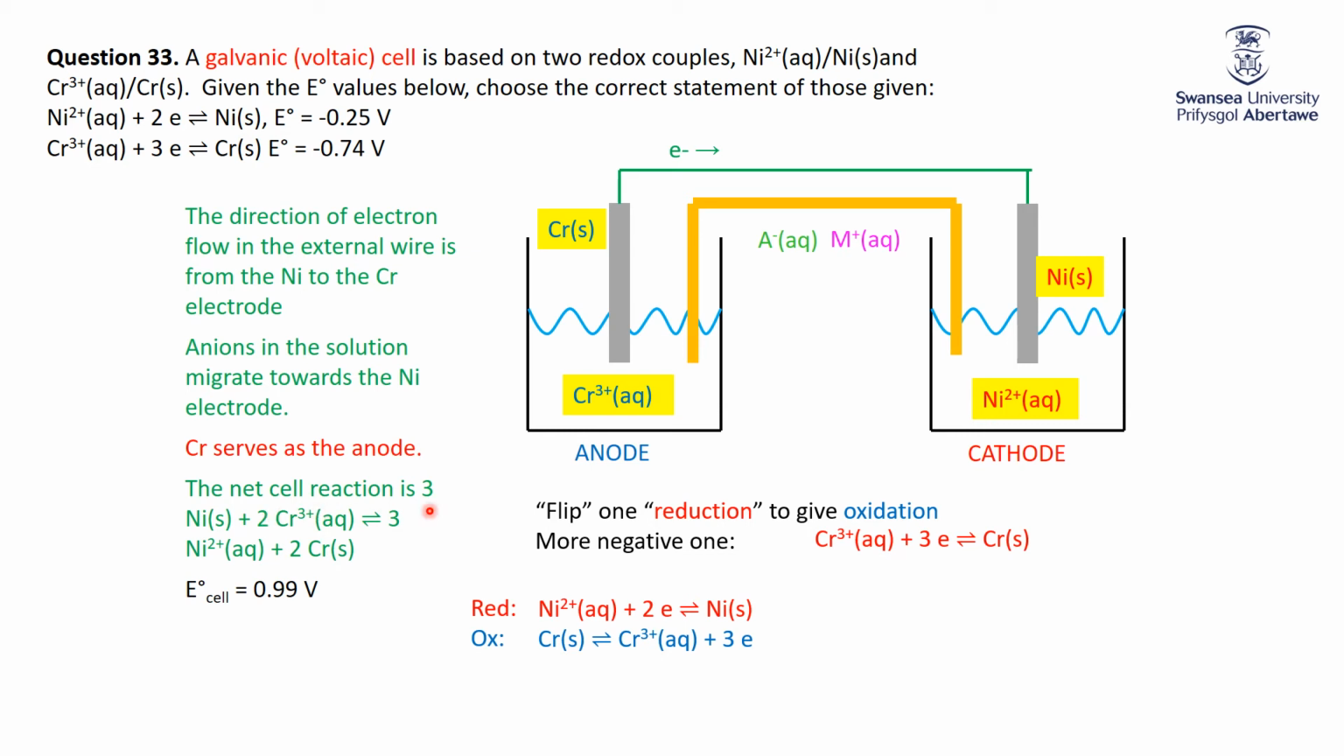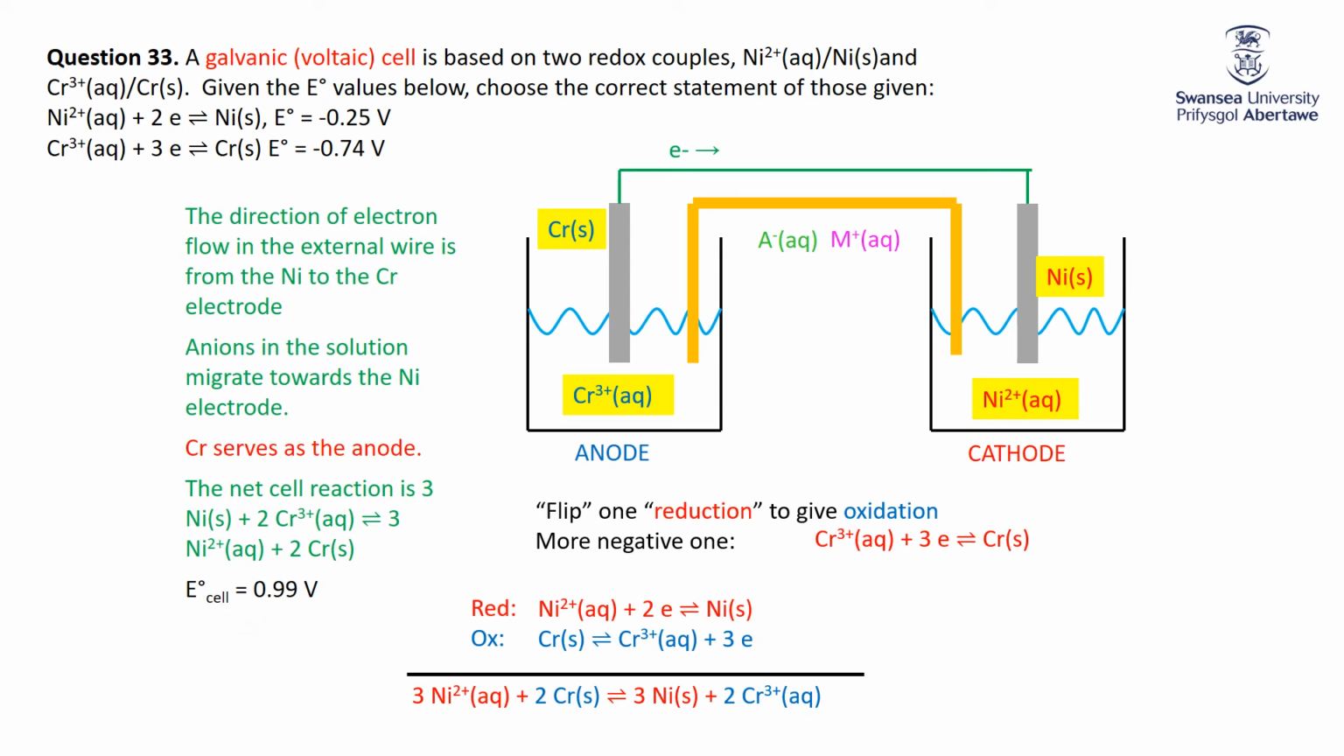The net cell is 3 nickels plus 2 Cr3 pluses goes to 3 Ni2 plus 2 chromiums. Well, here is overall the equation. We've got nickels that need 2 electrons. We've got chromiums that produce 3 electrons. So we got to have 3 of the reductions that use up 6 electrons with 2 of the oxidations that produce 3 electrons. So there's the overall equation here. And you can see that this is flipped.